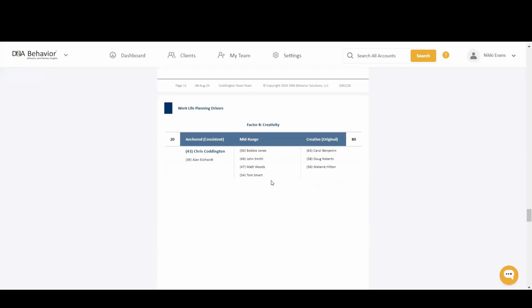And then with creativity, again, people high anchored are going to be very practical, very experience-based, looking for a template and a best practice for doing things, where people high creative are going to start with something original, try new things, do things a little bit differently. So you see that John falls a little bit more on the anchored side too, which is probably good for operations. So in operations, you're going to want to do repeatable process.